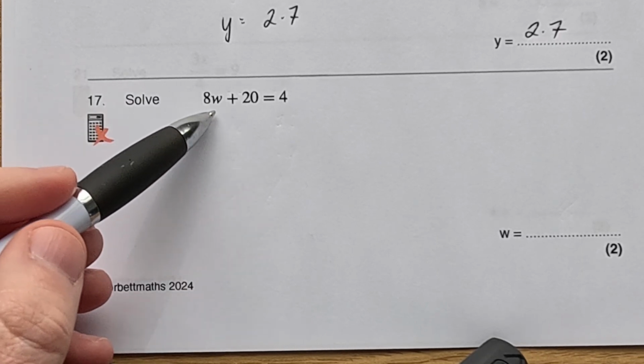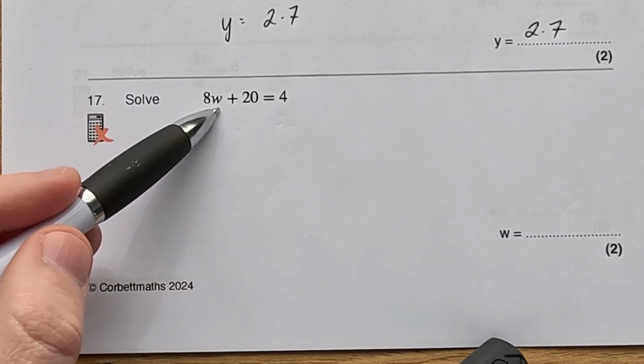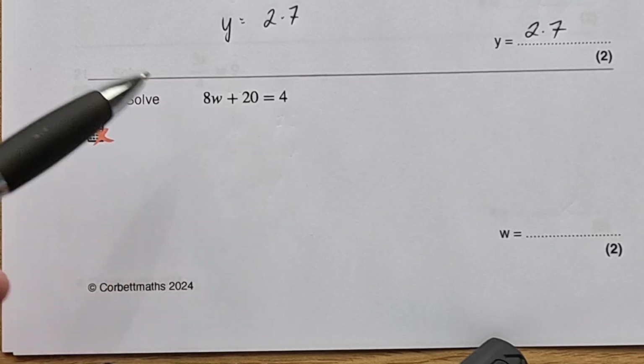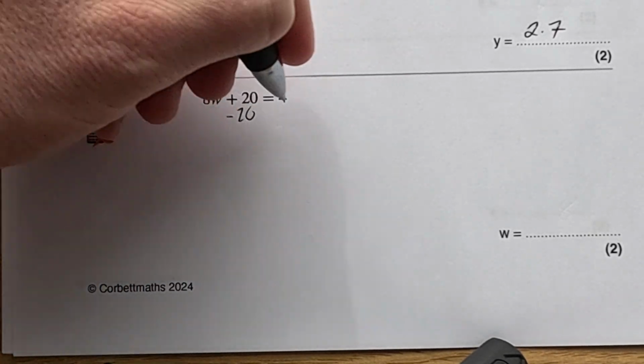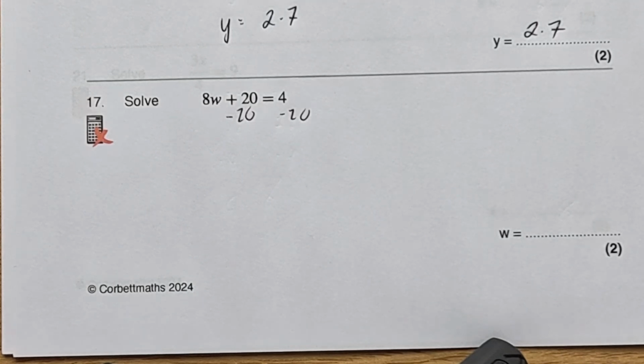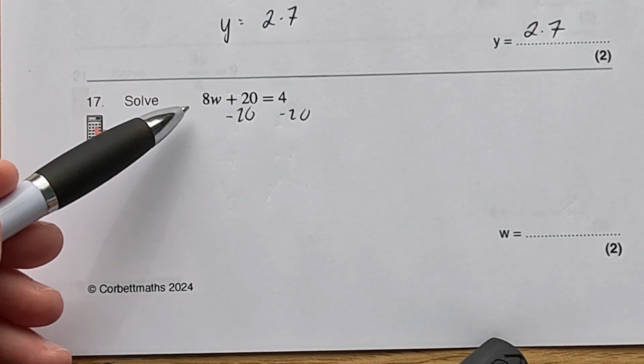So here we've got 8w plus 20 equals 4, so we want to get the w on its own. Let's get rid of this plus 20. So let's take away 20 from the left-hand side and take away 20 from the right-hand side. On the left-hand side, we had 8w plus 20.